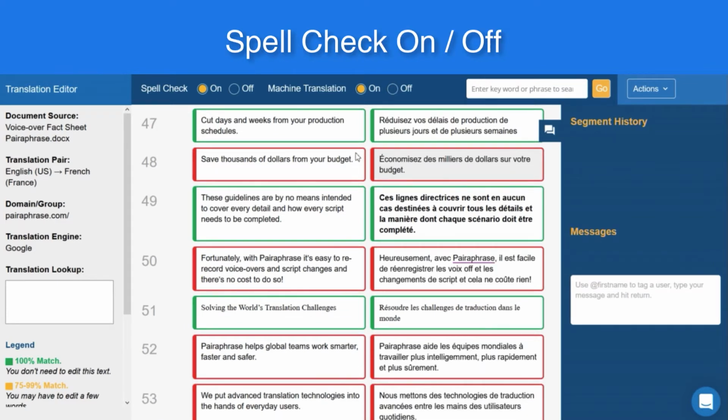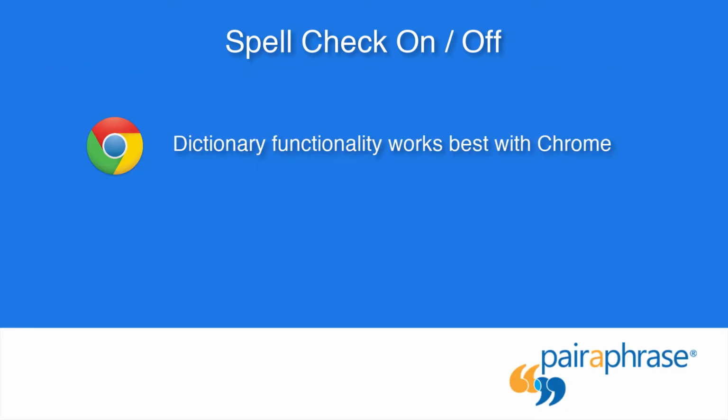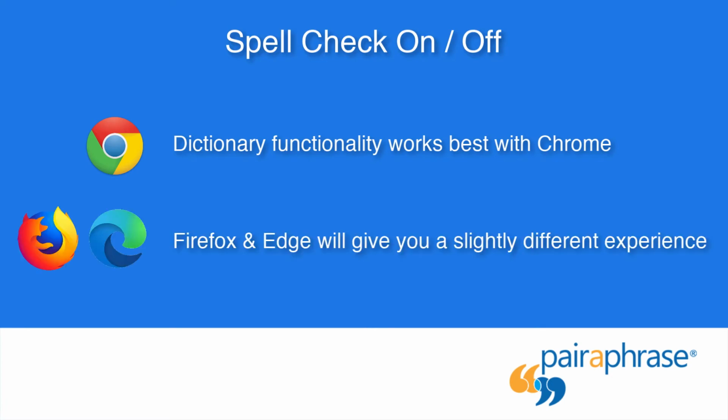If you prefer not to have potential misspellings underlined or corrections suggested, you have the choice to turn this off as well. Just click the off button to edit without spell check. Users can also add words to their dictionary when using spell check. Just click on the purple underline and you'll see how. This functionality works best with Chrome, and you'll get a slightly different experience using Firefox or Edge.